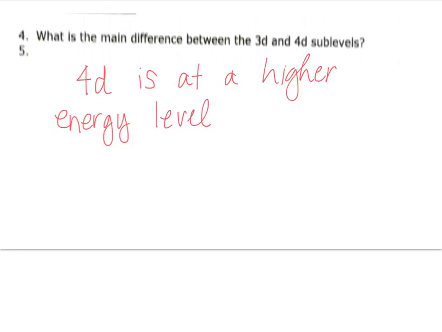So the main difference between a 3D and a 4D sublevel is that the 4D is at a higher energy level than the 3D. That means they both still hold 10 electrons. A 3D will hold 10, a 4D will hold 10 electrons. But the 4D is at a higher energy level than the 3D, and that is the main difference.